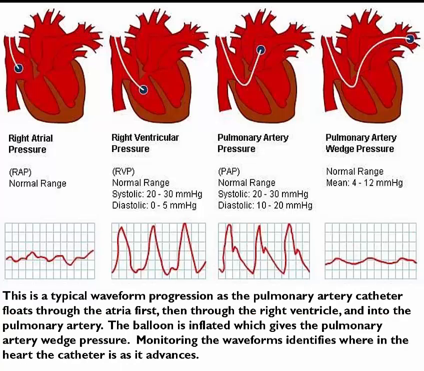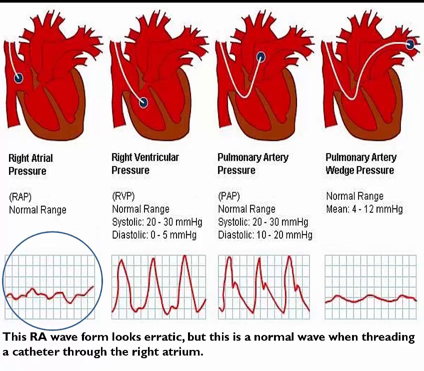This is a typical waveform progression as the pulmonary artery catheter floats through the atria first, then through the right ventricle and into the pulmonary artery. The balloon is inflated, which gives the pulmonary artery wedge pressure. Monitoring the waveforms identifies where in the heart the catheter is as it advances. This first one is the right atrial waveform, and it looks erratic, but this is a normal wave when threading a catheter through the right atrium.